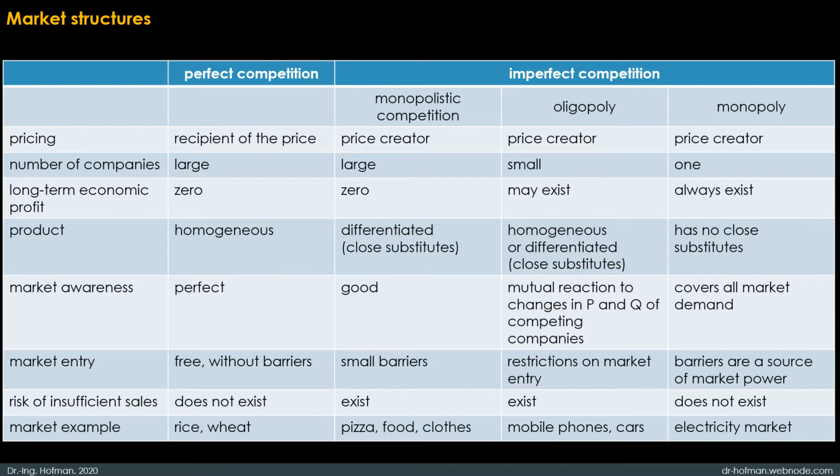Market examples for perfect competition: we can speak about a wheat or rice market. Generally about food like pizza or other commodities like the clothes market, we can speak of monopolistic competition. Very close to oligopoly, an imperfect competition form is the mobile phones or cars market. And a very good example of monopoly is the electricity market or gas market.